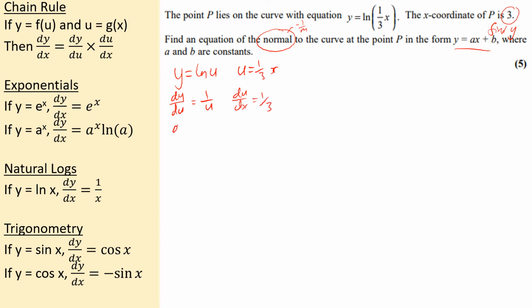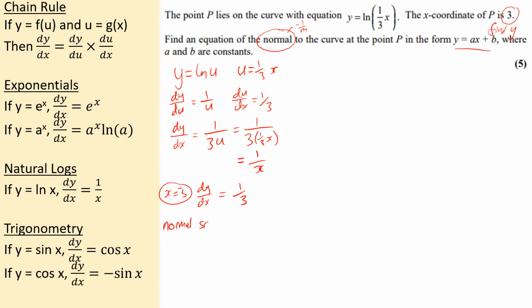We then multiply those two things together, so dy by dx is 1 over 3u, and we can sub in that u is a third x, so that's 1 over 3 lots of a third x, which is 3 times a third is just 1, so 1 over x. Great. We then know our x coordinate of the point on the curve is 3, so we can sub in x equals 3, and we can get that dy by dx at that point is just equal to a third. But we want a normal to this, so our gradient that we're going to use is going to be minus 3, negative reciprocal of that third.